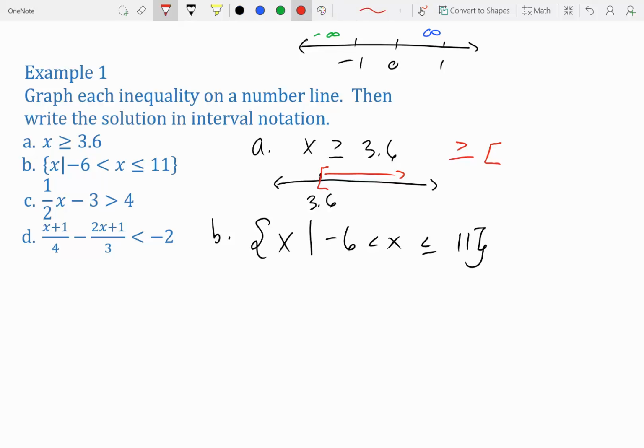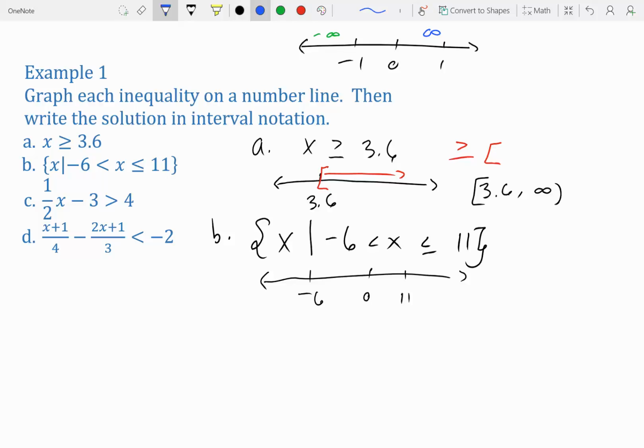Letter A is an inequality, or interval. So as an interval, we're going from 3.6 to infinity. Infinity is always a parenthesis, and since we used a bracket, the bracket goes at 3.6. Now here, let's do a number line. We have two values, 11 and negative 6. 0 is somewhere in between there. So it states that x has to be greater than negative 6, but it has to be less than 11.